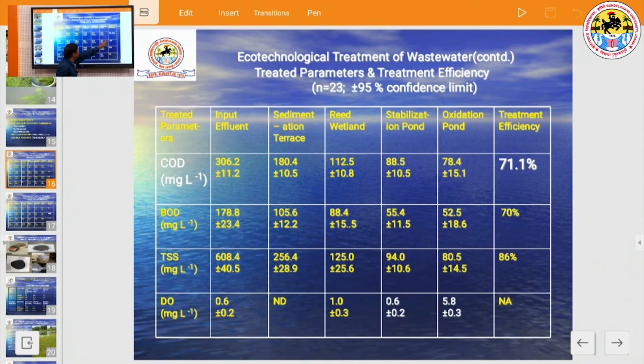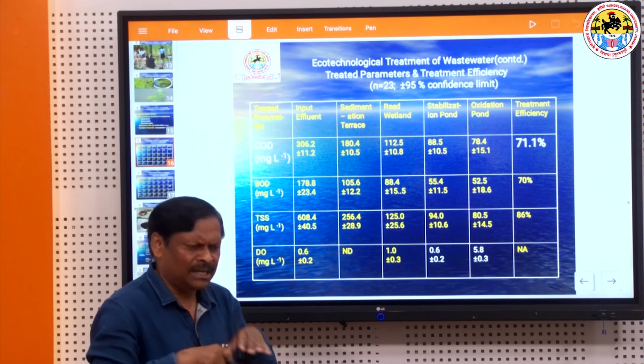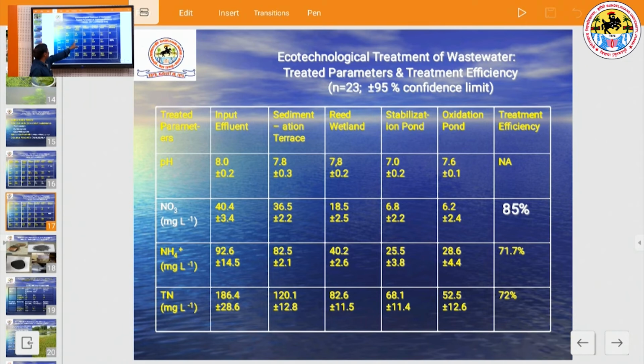We find 71.1% removal efficiency, and DO, it was maintaining very good DO 5.8%, which is very good, sound wastewater treatment which can be very much possible to dispose anywhere in the water bodies. Now the next one, nitrate, you can find 85% of the nitrate has been removed from the wastewater, which is having a very good amount of nitrogen in the form of nitrate, ammonia, and this 85% has been removed.